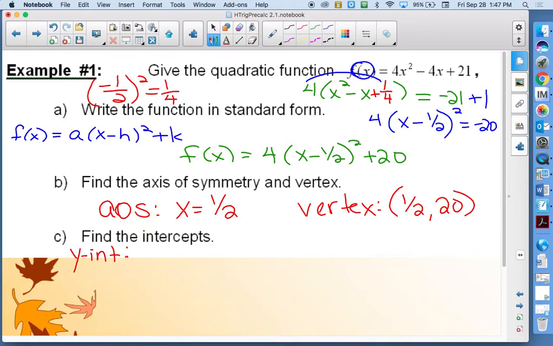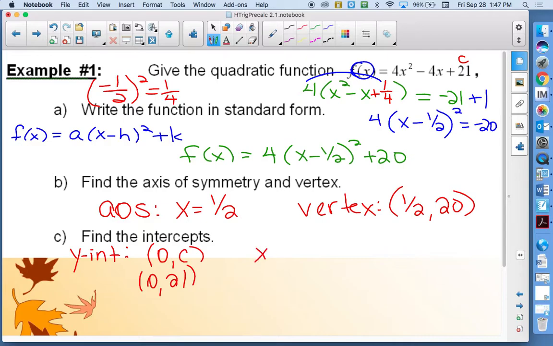It's actually from the original equation. It's the c value. So that c value of 21, because if you plug a 0 in for x, you have 4 times 0 squared minus 4 times 0. They just go away. So the 21 is the y-intercept. So you're actually using the original equation to get the y-intercept because it's way easier to do it that way.